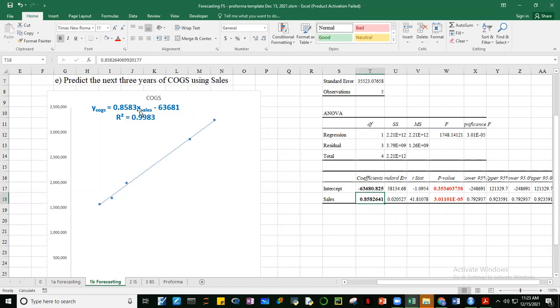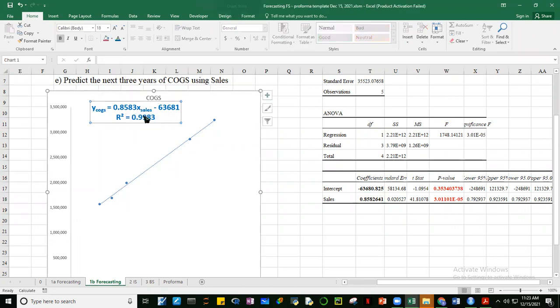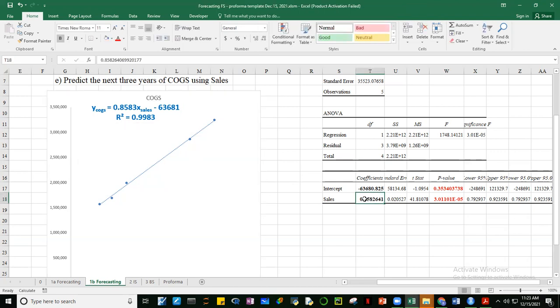Ito, no? 0.8583. So what does this mean? It means for every 1 peso increase on sales, there's a corresponding 0.8583 increase in cost of goods sold. So positive yung relationship nila, no? Positive yung value na to. Ibig sabihin, pag tumataas si sales, tumataas din si cost of goods sold by 0.8583. And is it statistically significant?